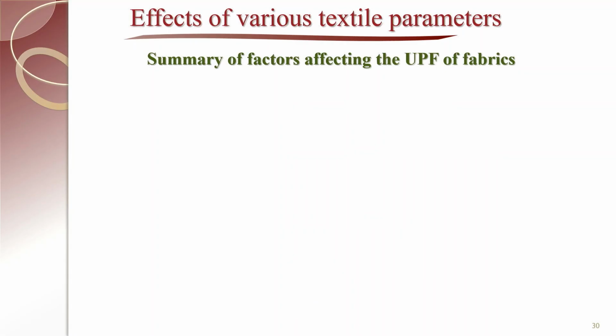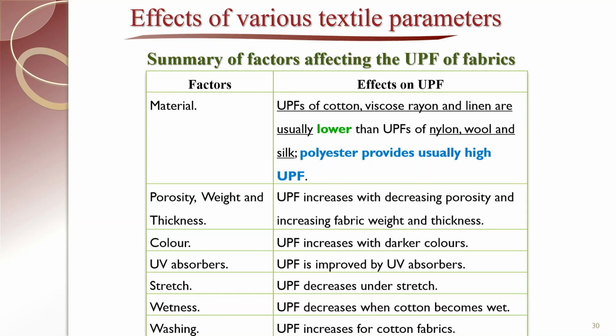Now, let us see the effect of various textile parameters. What are the different textile parameters which actually control the UPF of fabric? So, there are different factors through which we can adjust the UPF of a fabric. So, these are the different factors.